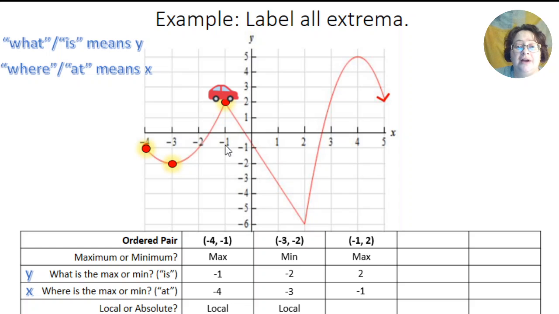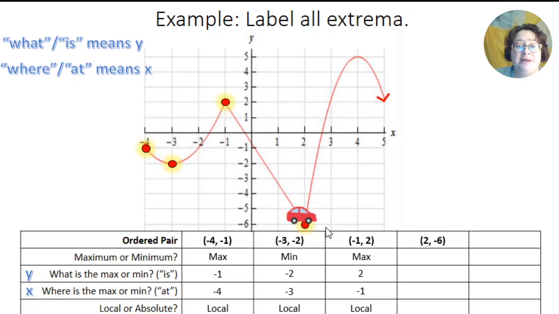And is it local or absolute? If I look further down the graph, there is a point here where my car would get higher when I trace there. So it is only a local maximum. Now, I'm going to continue tracing with my toy car. And here's where I change direction. So here's where I'll put a point. And that is at 2, -6.